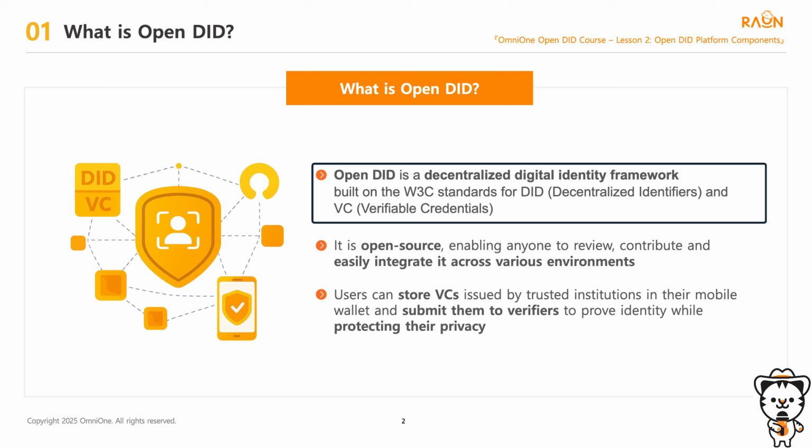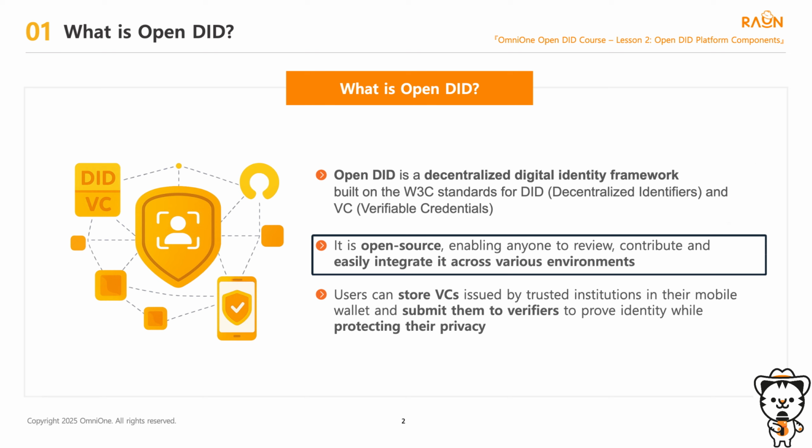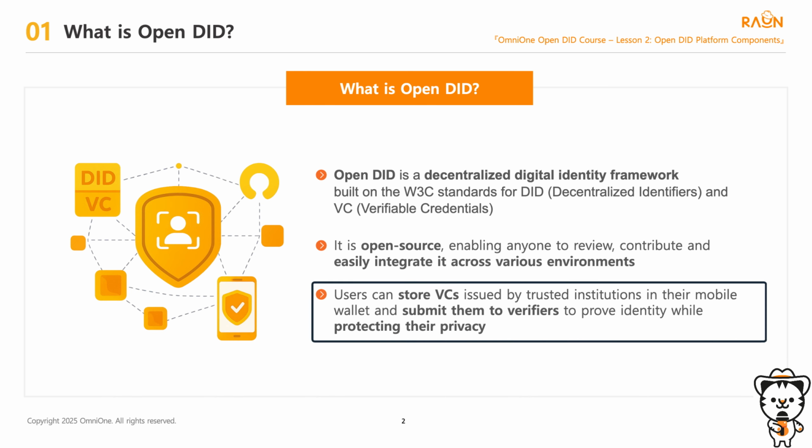OpenDID is a decentralized digital identity framework, based on W3C standards DID and VC. It's developed as open source, which means anyone can review its structure, contribute to it, and easily integrate it across various environments. With OpenDID, users can store VCs received from trusted institutions in their mobile wallet and submit them to verifiers, allowing them to prove their identity while protecting their privacy. In other words, OpenDID enables a user-centric identity verification process that is both secure and privacy-preserving.